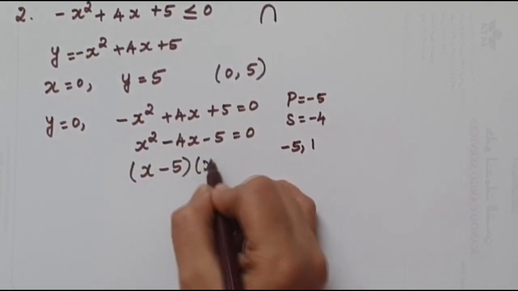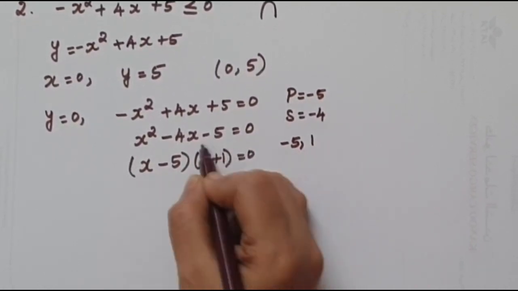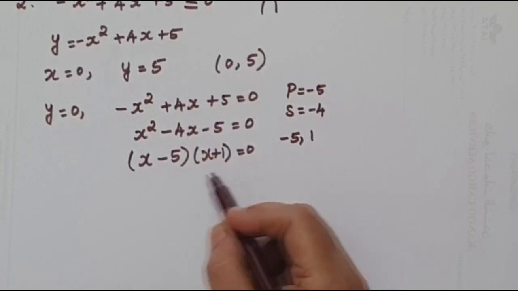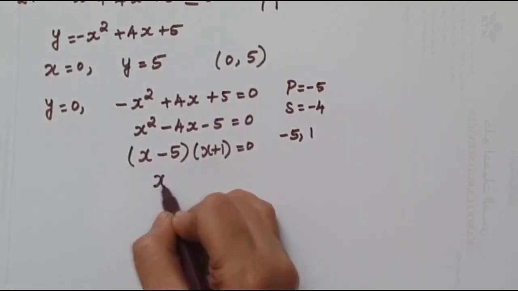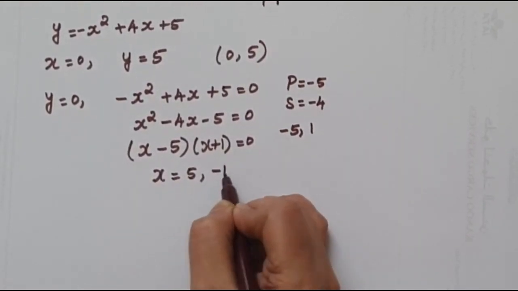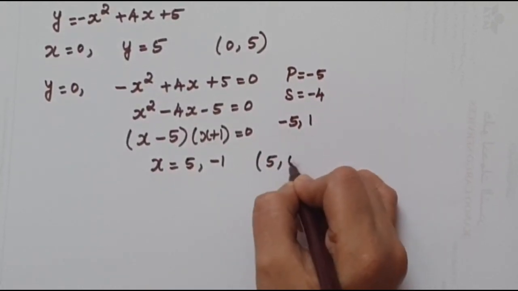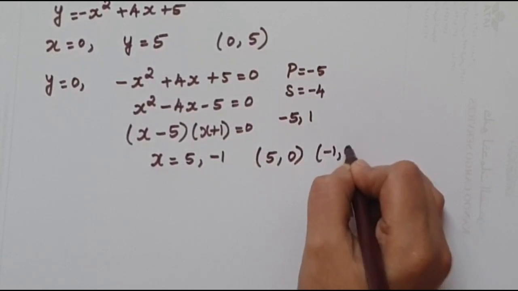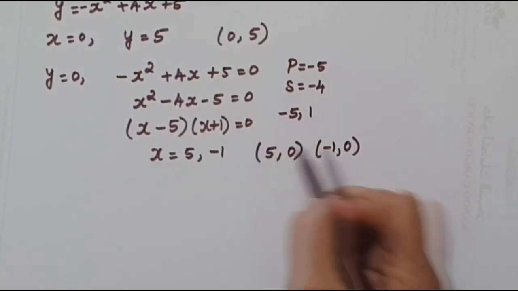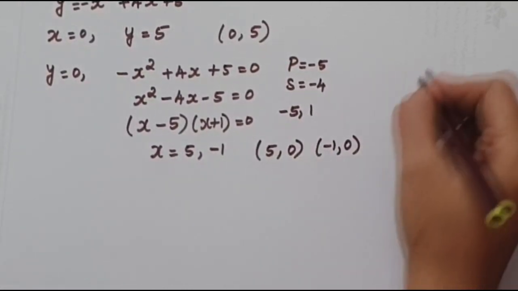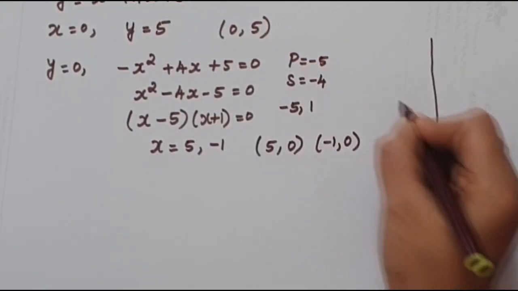So when we factorize it, we get (x minus 5)(x plus 1). So our answers will be x equal to 5 and minus 1. So what will be our coordinates? That is (5, 0) and (minus 1, 0). So we have 3 coordinates. Using these 3 coordinates, we are going to draw the graph.